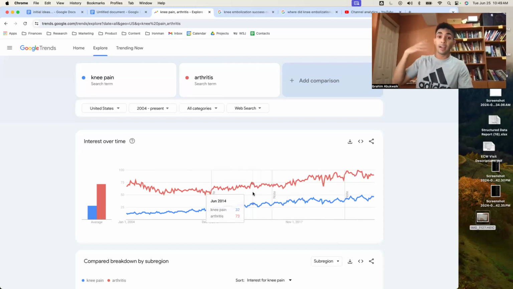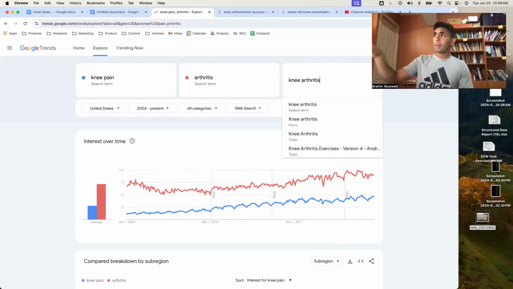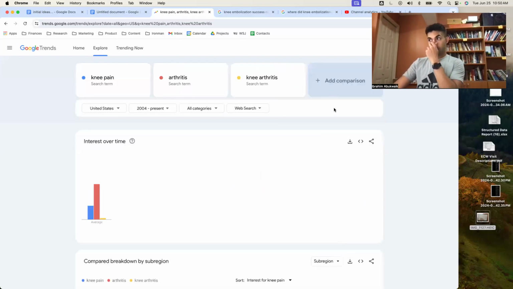This is another good sign for me, right? And I also know that arthritis is a more commonly searched problem than knee pain. So maybe I might add knee arthritis, which before I even start this, I know it's going to be lower than arthritis because it's a more specific term, but is it going to be above knee pain or below knee pain? Let's find out. I don't actually know.